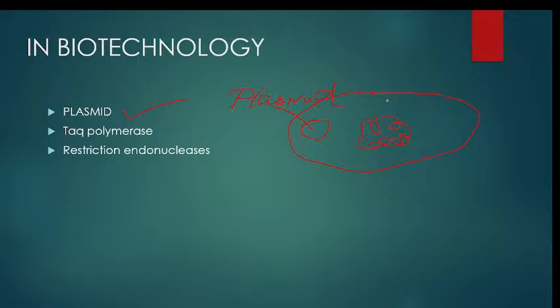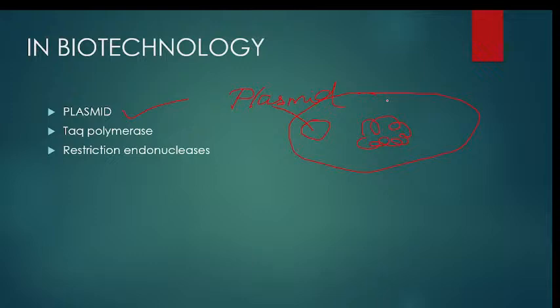Taq polymerase is an enzyme which is isolated from the bacteria Thermus aquaticus. This Thermus aquaticus is a bacteria which can withstand very high temperature. This enzyme is used in PCR, or polymerase chain reaction, to make millions of copies of a single DNA sequence. So, in a controlled laboratory condition, you can produce more amount of DNA with the help of this Taq polymerase.